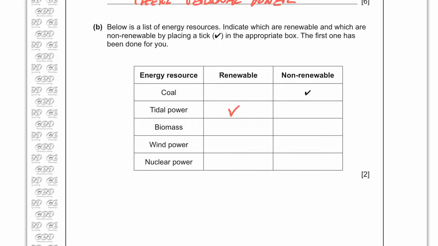Biomass, well, you can grow more crops and turn them into something to use, so it is definitely renewable. Wind, well, there'll be new wind every day because of the sun heating the earth. Nuclear power, well, that's based on uranium dug up in the ground, and so that is non-renewable because that uranium will eventually run out.